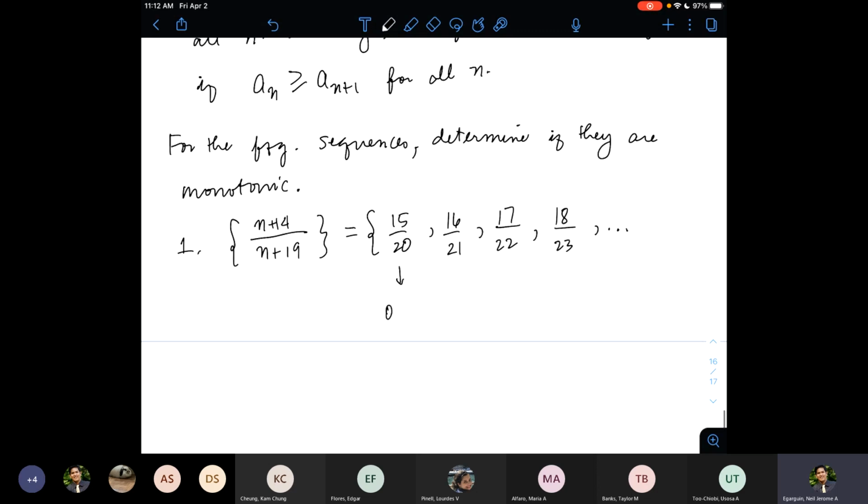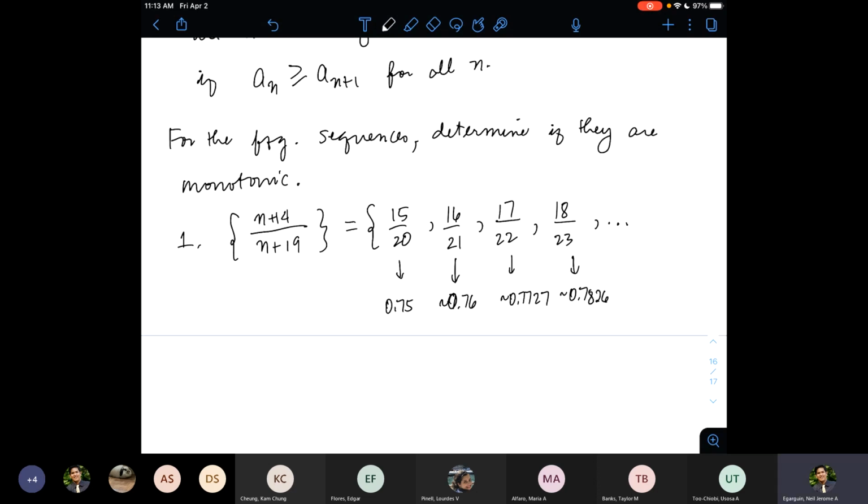15 over 20 is 0.75 exactly. I'm using a calculator here, I'm cheating a bit. Then 16 divided by 21 is about 0.76. 17 over 22 is about 0.7727. And then 18 over 23 is about 0.7826, and so on. So it seems that the sequence is monotonic increasing, because at least if we're looking at the first four terms, it suggests that the sequence is increasing.